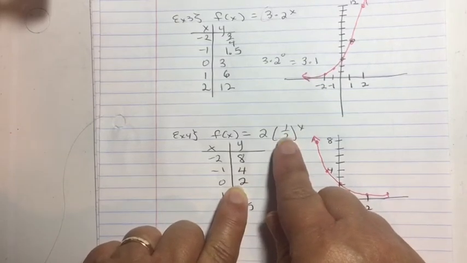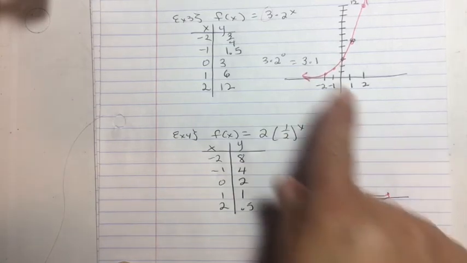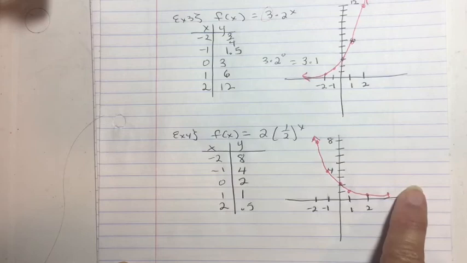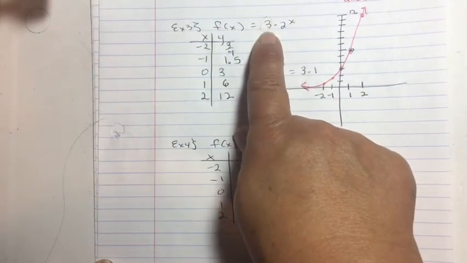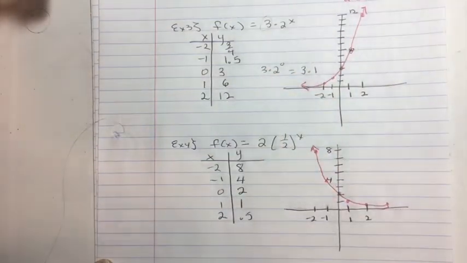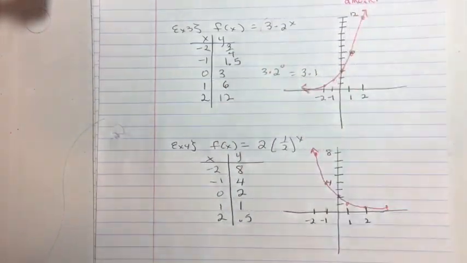This fraction, as you might have noticed on example 2, makes it go down left to right. We'll learn tomorrow that it's a decay. Where on this one, that number in the front is larger than 1. It is a growth. It goes up. So your fractions are going to decay or go down, and your other numbers are going to be a growth and go up.